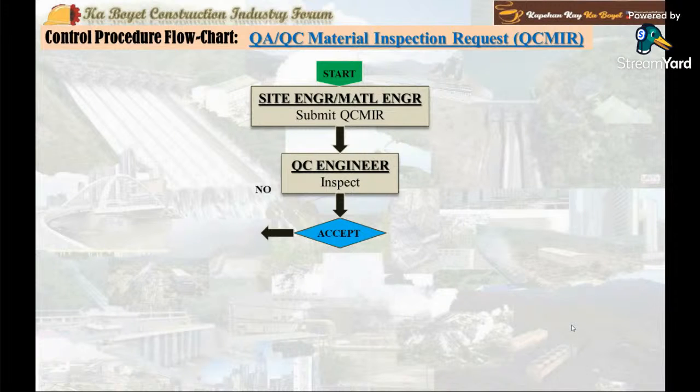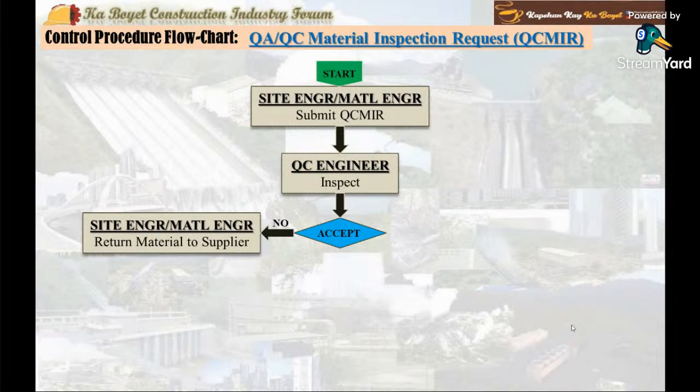If not accepted and marked return to supplier, the material engineer, site engineer, or warehouseman shall immediately instruct the supplier to remove the materials or equipment out of the project site. The output document is assigned QCMIR with an action code rejected returned to supplier and the delivery documents.